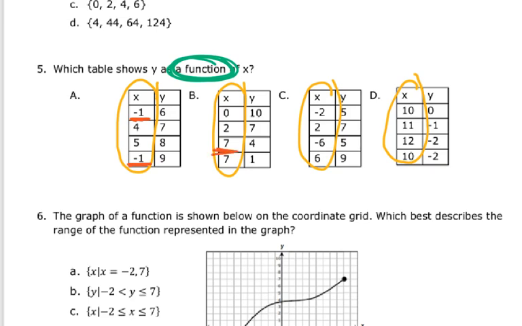Letter B, those X's repeat. That's not good. Letter C, that's different from that, which is different, which is different. So this one looks good. Letter D, those numbers repeat, not good. So only one of these is a function. The X's did not repeat. Very easy.